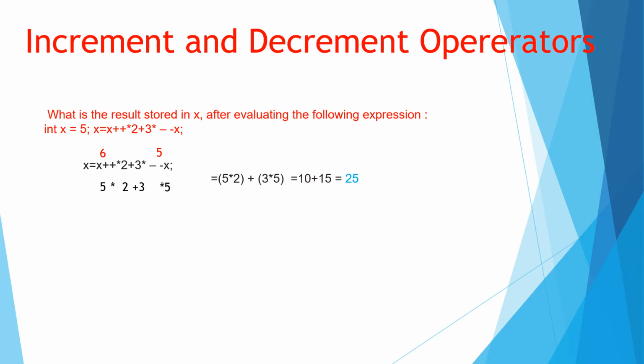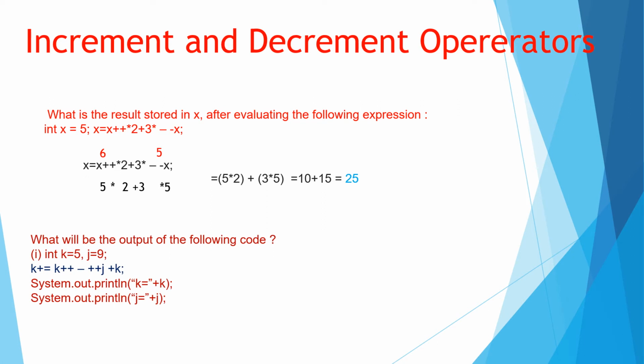And the multiplication sign will be performed first. So 5 into 2 plus 3 into 5. The answer is 10 plus 15, that is 25. And now the next question.